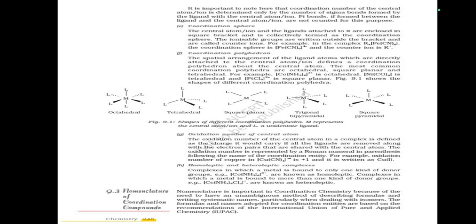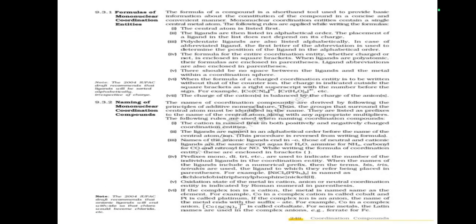Nomenclature of coordination compounds. Nomenclature is important in coordination chemistry because of the need to have an unambiguous method of describing formulas and writing systematic names, particularly when dealing with isomers. The formulas and names adopted for coordination entities are based on the recommendations of the International Union of Pure and Applied Chemistry. Formulas of mononuclear coordination entities.